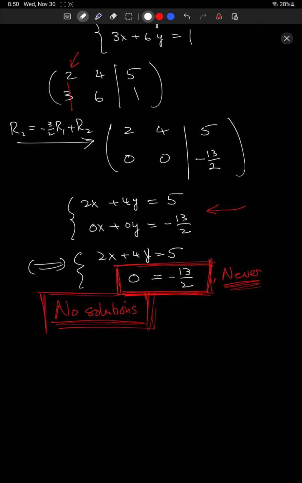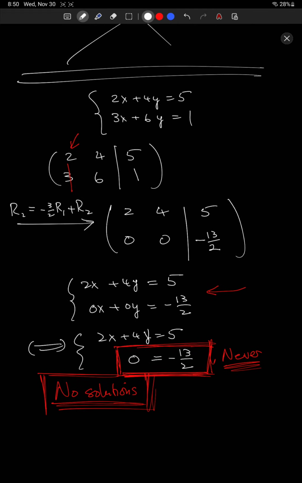Well, if I think about my two original equations, 2x plus 4y equals 5, if I write this first one as a line, this is going to be 4y equals minus 2x plus 5, which is y equals minus 1/2 x plus 5/4. All right. The second one is going to be 6y equals minus 3x plus 1. And so y equals minus 1/2 x plus 1/6.